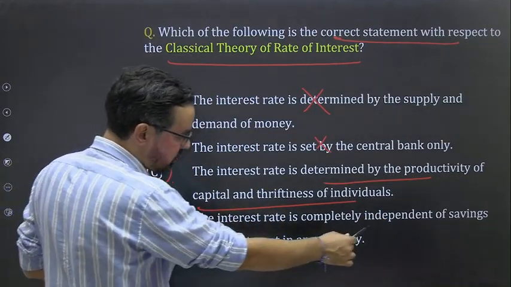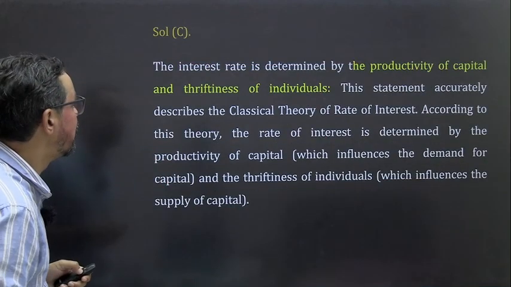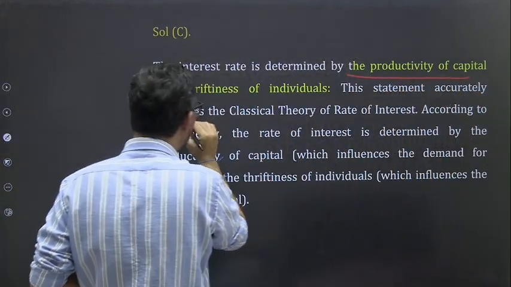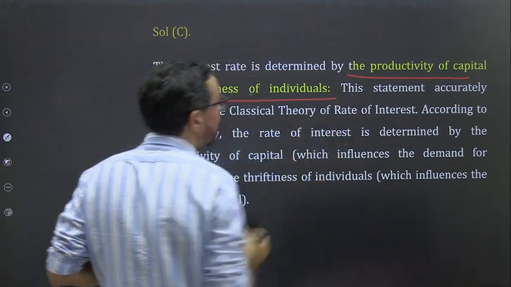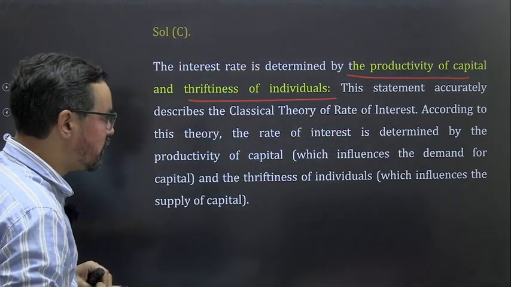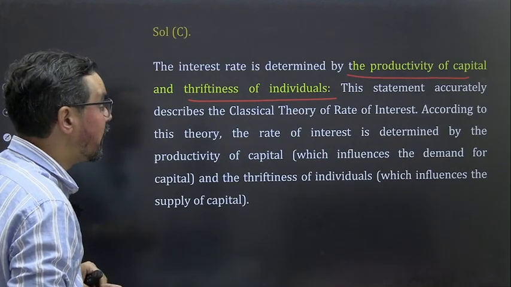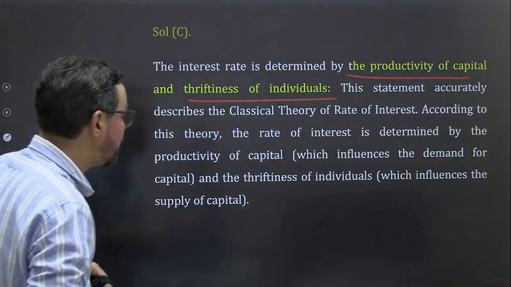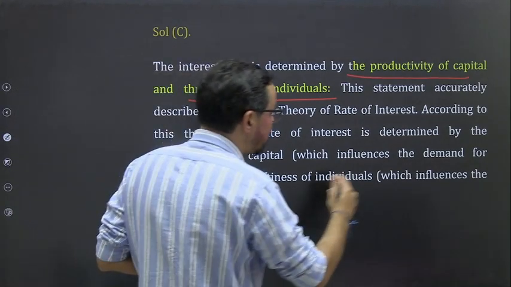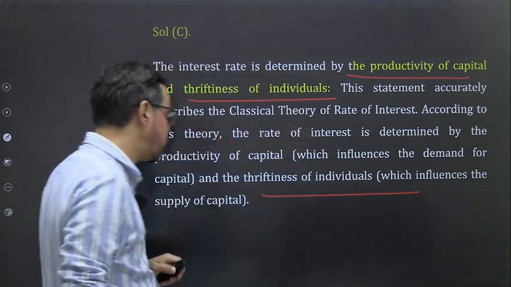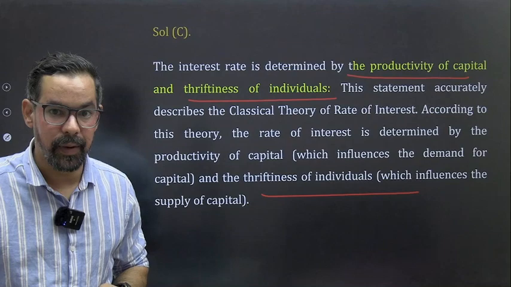So option C will be the right answer. The interest rate is determined by the productivity of capital and thriftiness of individuals. So that means, according to the classical theory of interest rate, the rate of interest is determined by the productivity of capital, which influences the demand for capital, and thriftiness of individuals, which influences the supply of capital.